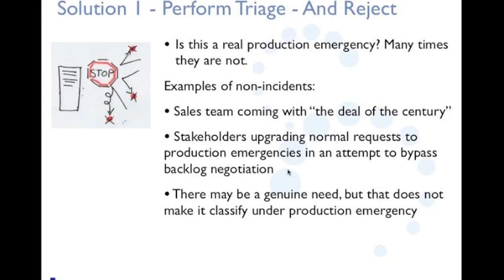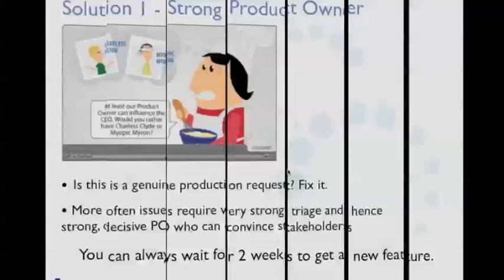So if there is a genuine need, it's fine, we will work on it, but that doesn't classify it under a production emergency. So we need to be very careful about what is a production emergency here. Okay, so a very strong triaging is required to really understand, and then definitely reject.